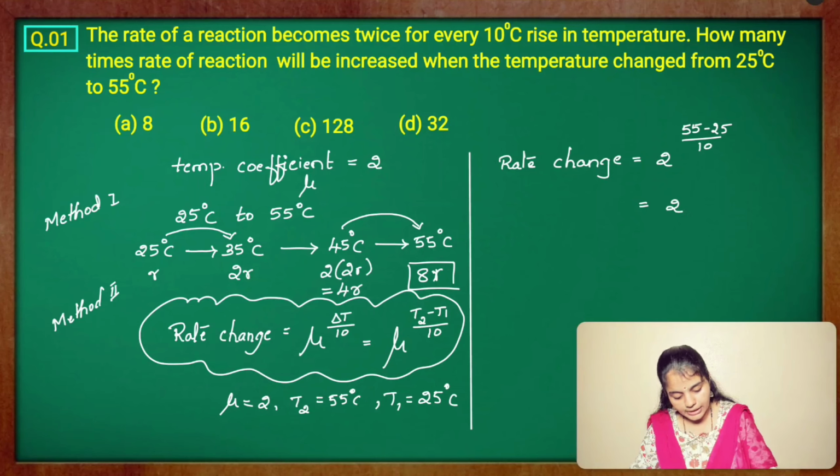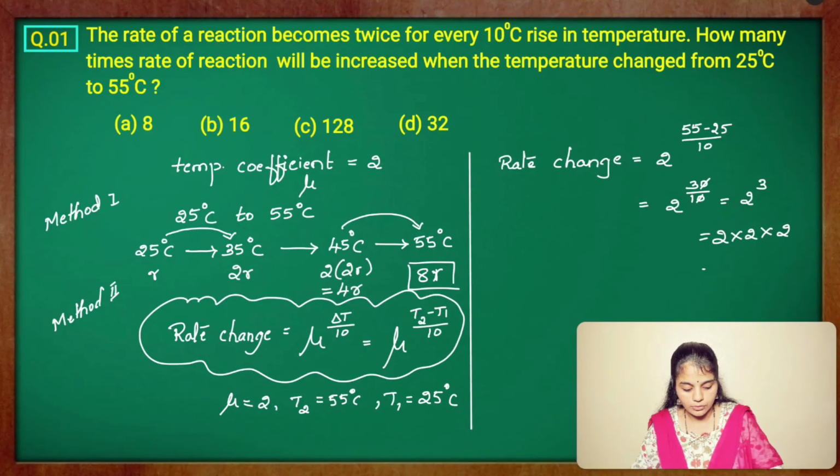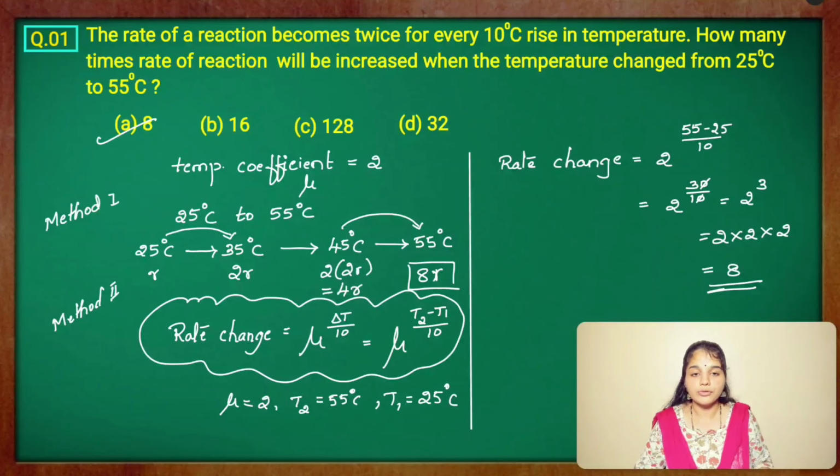So it is 2 raised to the power, the difference between 55 and 25, it is 30 divided by 10. 30 by 10 is 3. So we have 2 to the power 3. It is 2 cube, which is 2 into 2 into 2. So 2 cube is 8. So the rate change is 8 times, and therefore the right answer is option A, that is 8.